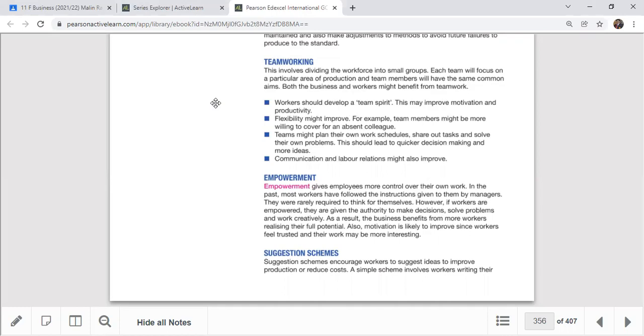So team working involves dividing the workforce into small groups, and each team will focus on a particular area of production, and team members will have the same common aims. So both the business and workers might benefit from teamwork. A team can consist of between 5 and 10 members maximum, a small team. For example, in a school, we can divide the teams by subject: mathematics, science, chemistry, physics, biology, business, economics, accounting, different teams.